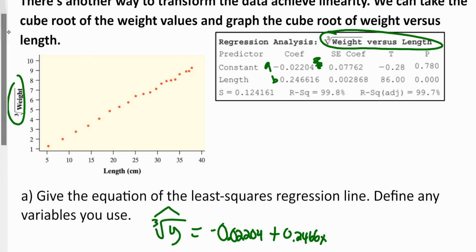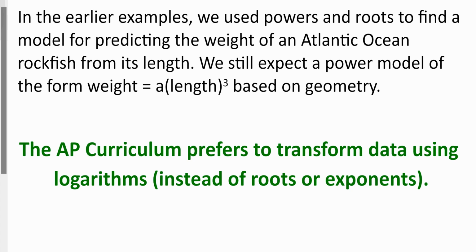So, now that we've talked about a couple different ways to model something that's nonlinear, like powers and roots, we can predict things about these rockfish, but we still expect the power model of the form weight equals a times length squared based on geometry. So instead of using all this stuff with lengths, with powers and roots, the AP curriculum prefers to transform data using logarithms. Okay, that's just something that's done, and we want to talk about how we're going to do that.